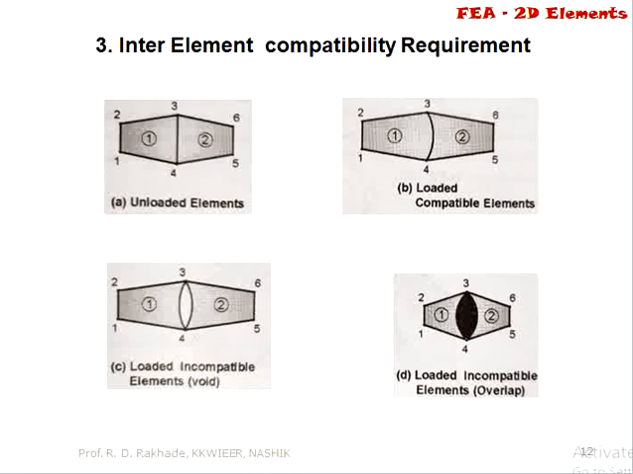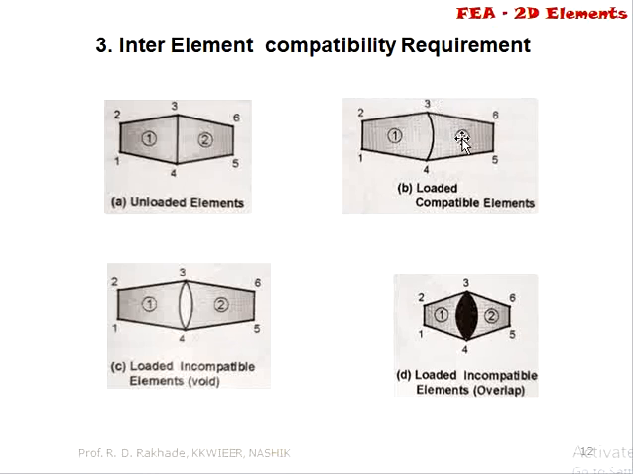Then the third condition, that is inter element compatibility requirement. Suppose this is a sample element 1 and 2 with common edge 3, 4 for both elements. This is the unloaded element, and after application of external load on that element, the common edge shifts towards any one direction with respect to element 1 as well as with respect to element 2. That is nothing but compatibility. Suppose common edge 3, 4 shifted towards the right side direction for element 1.